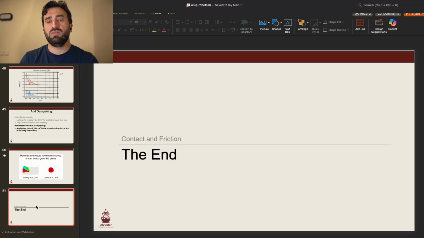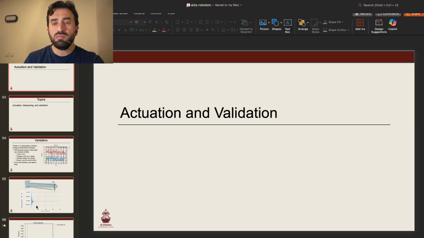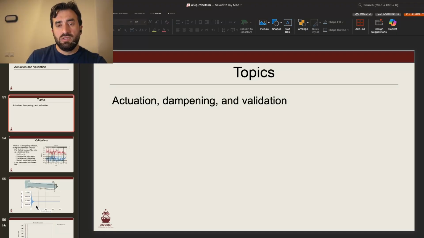Okay, so that's about, we talked about friction, dampening, things like that, and also visualizing, and also collision. These are the topics that I talked about. Now, I'm going to talk about actuation and validation.